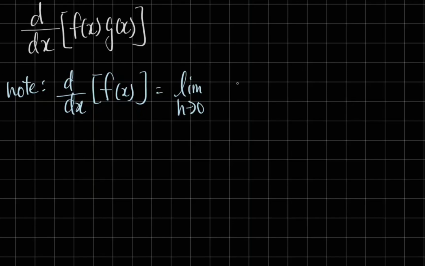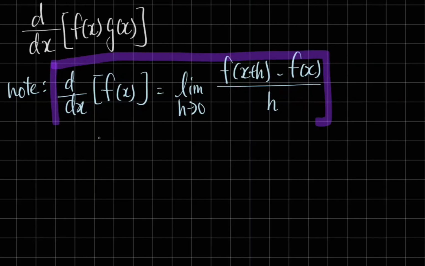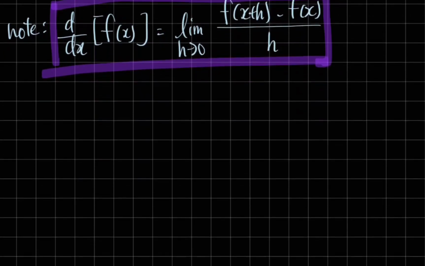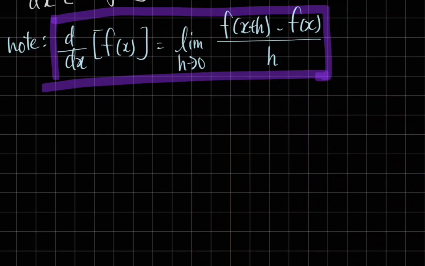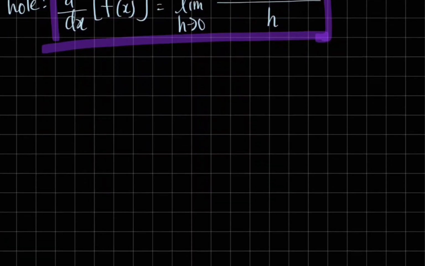So taking the limit as h approaches 0 of f of x plus h minus f of x, right here. The thing on top is basically the difference of the y values, divided by h. So this is our formal definition of the derivative, for finding the derivatives of the function. This is going to be very useful in our future steps for our proof. It's best if we understand the formula first before we proceed with our proof. Okay, so let's go back to our proof.